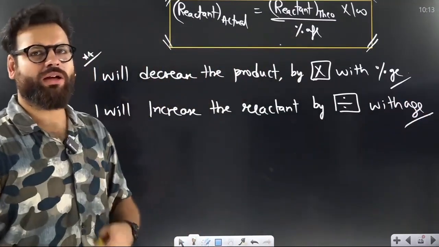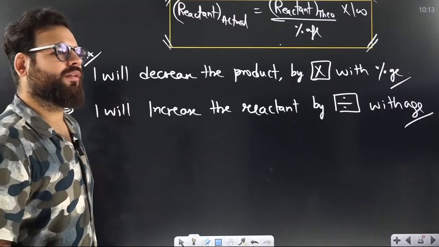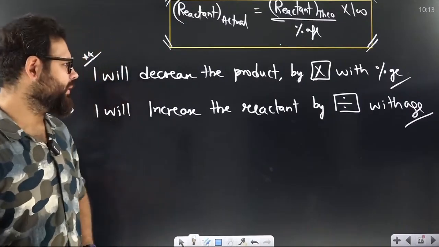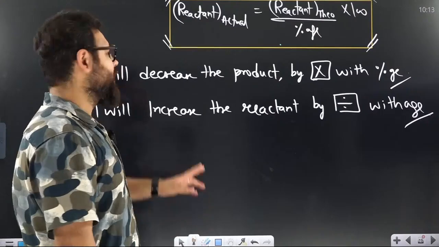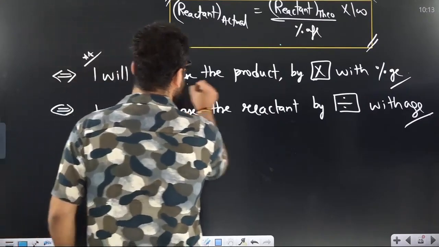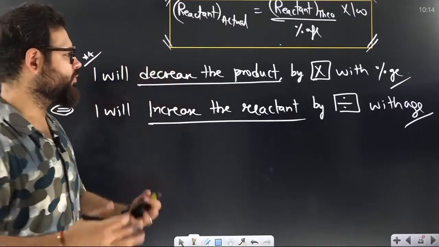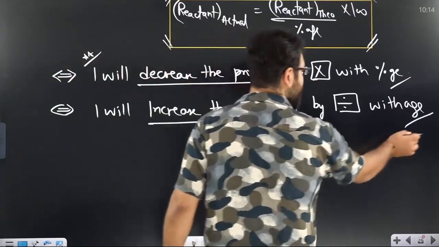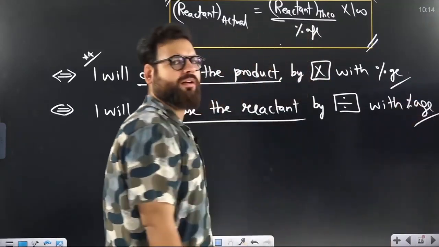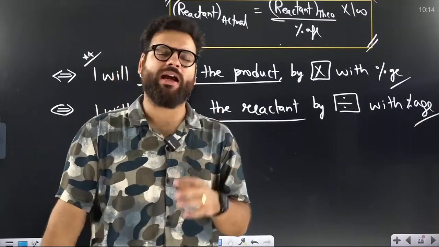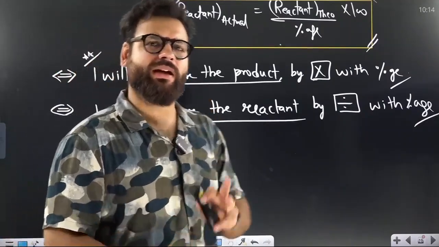First two I will do, rest you will do. I hope all of you are ready. I will not let you chat till the time I do the first two questions. Then I will ask you to do it yourself. I will decrease the product by multiplying with percentage. I will increase the reactant by dividing with percentage. Just keep saying this to yourself. Say it 10 times, all of you. If you say it 10 times, you'll never make a mistake.